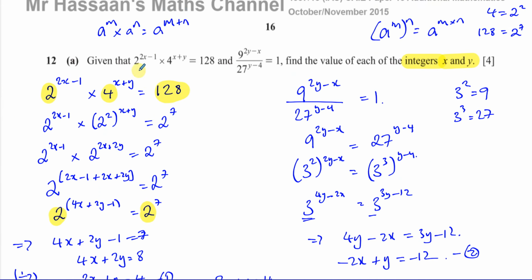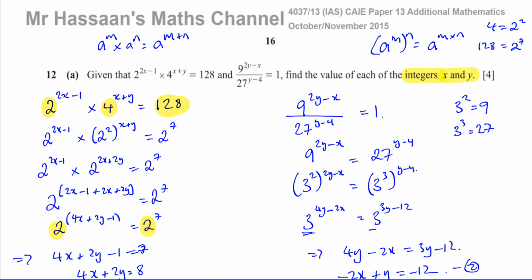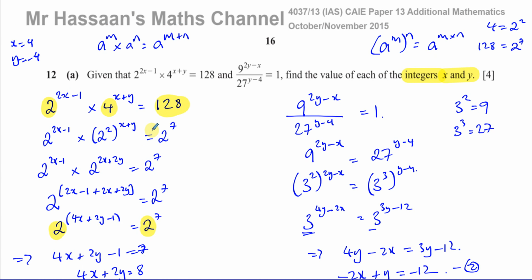And if you wanted to check your answer, you could substitute these values into here. So we got x equals 4 and y equals negative 4. If I put, for example, here 4 instead of x, I'm going to get 8. So that'll be 2 to the power of 7 times 4 to the power of 4 minus 4, which is 0. So it's going to be 2 to the power of 7 times 1 equals 128. And that's true, because 2 to the power of 7 is 128.